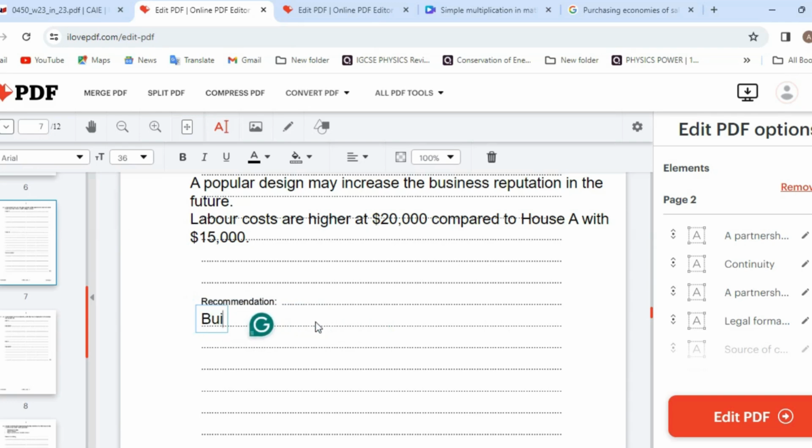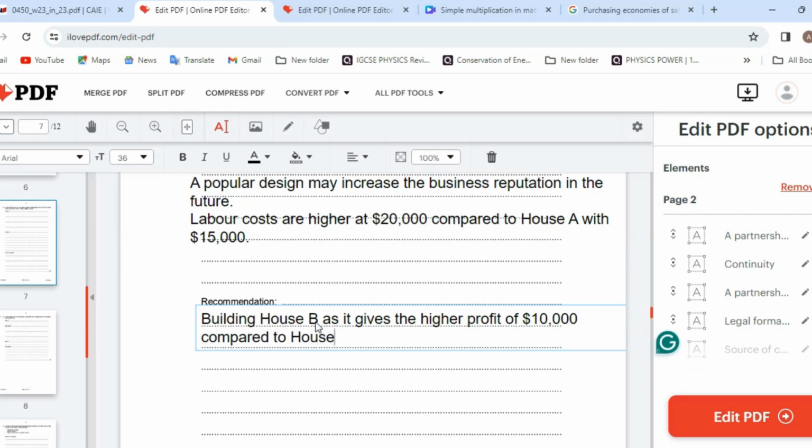Okay, building house B, as it gives the higher profit of $10,000 compared to house A with $7,000. Of course, it is also the house type that has the most potential for future demand.